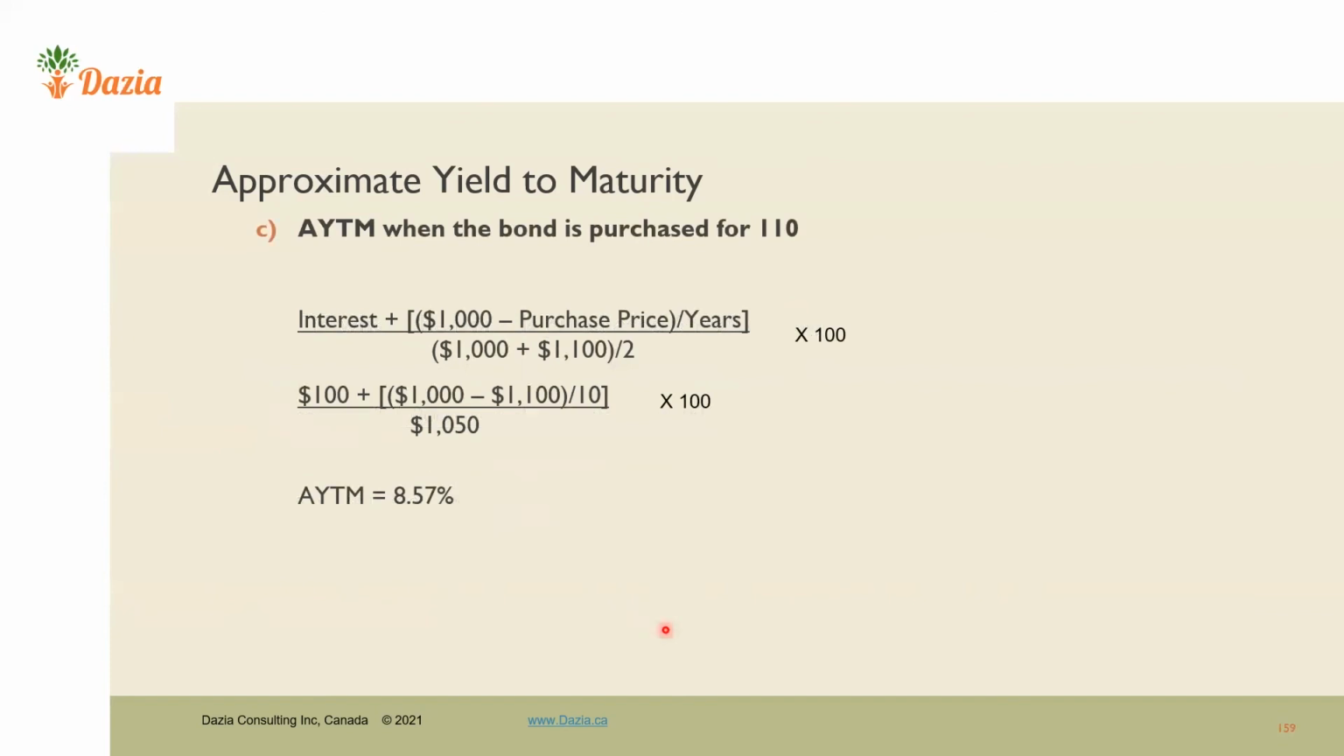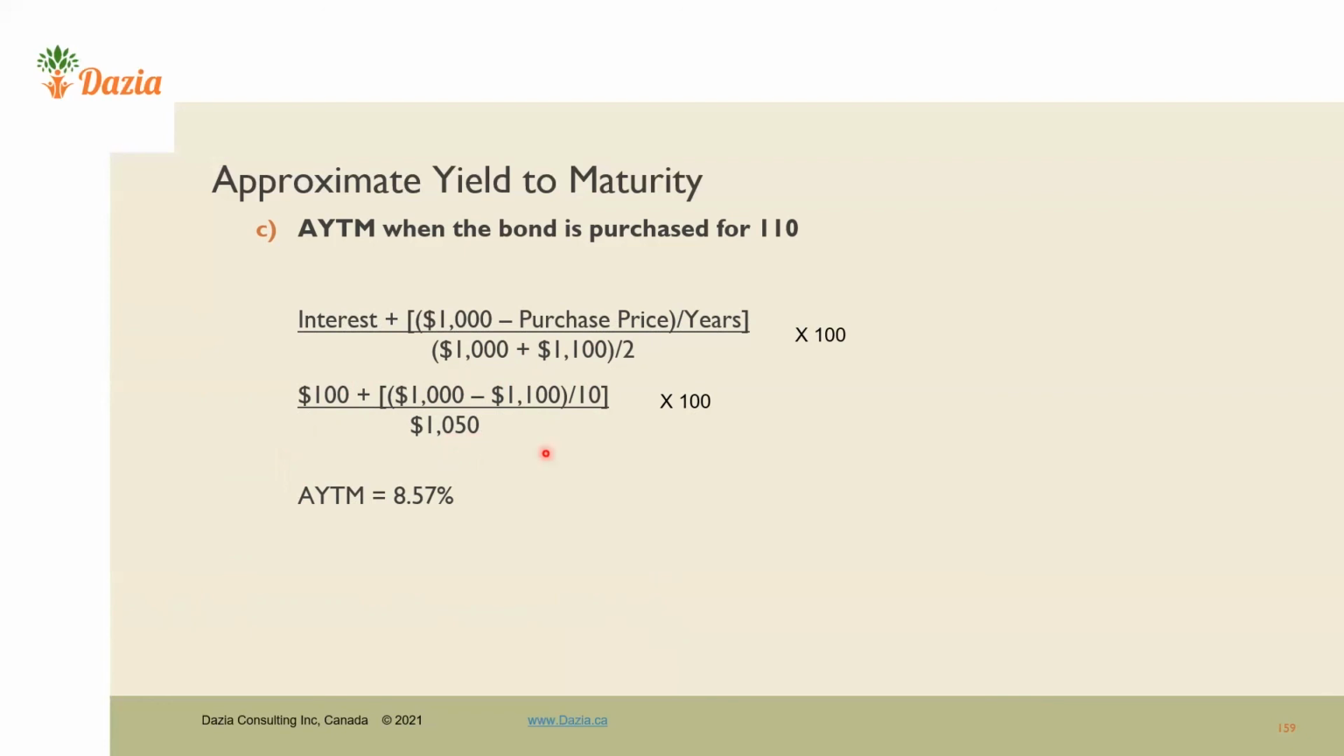And if you bought the bond at a higher price, at 1,100, in this case, you're paying extra. So on maturity, you're still going to get $1,000, minus the 1,100 you paid extra for it. So now you have a loss of $100. $100 divided by 10 is going to be $10. So 100 minus 10 is going to give you $90 at the top. And at the bottom, we have 1,050.